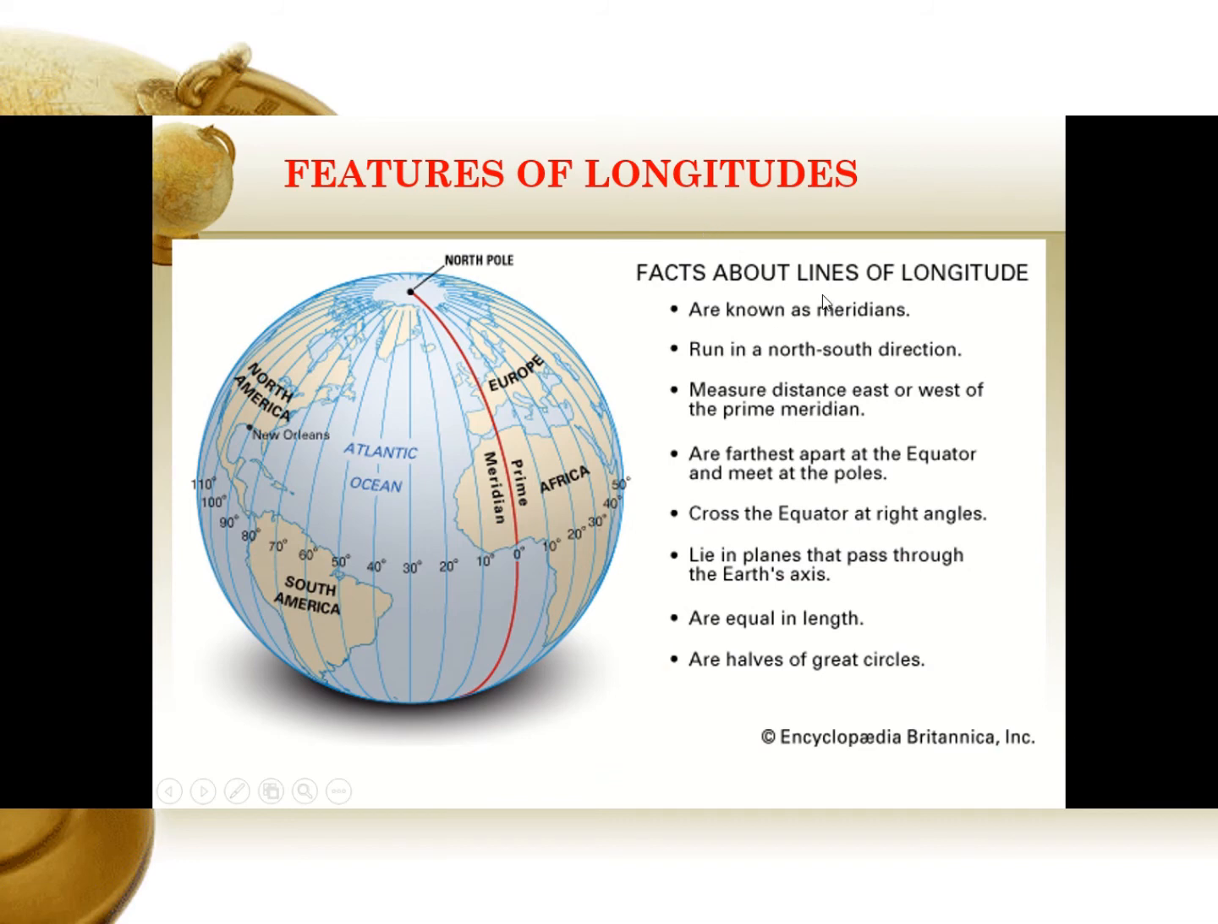Some interesting features of longitude: they are known as meridians. They run in north-south direction and measure east and west side of the prime meridian. They are apart at the equator and of course they meet at the poles. They cross the equator at right angles; when they cross the equator, it makes a right angle, 90-degree angle. Each lies in a plane that passes through the Earth's axis, they are equal in length, and of course they are halves of great circles.